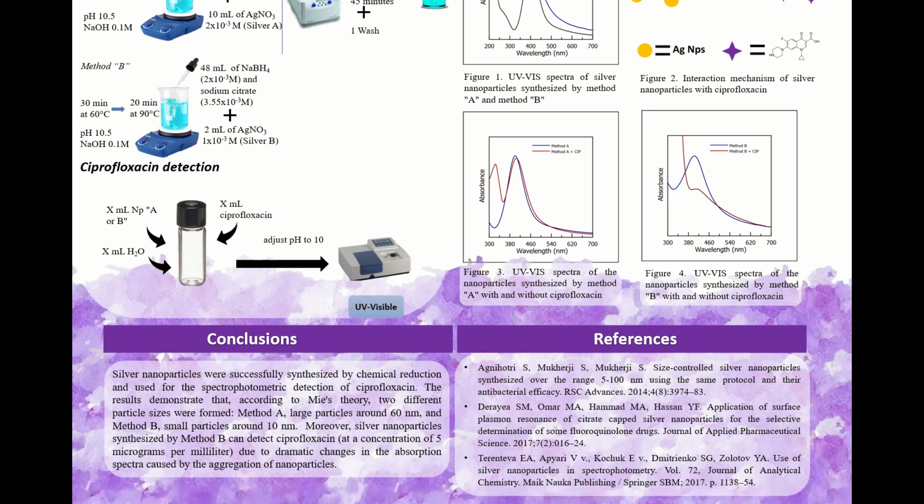Moreover, silver nanoparticles synthesized by Method B can detect ciprofloxacin at a concentration of 5 micrograms per milliliter due to the dramatic change in the absorption spectra caused by the aggregation of nanoparticles.